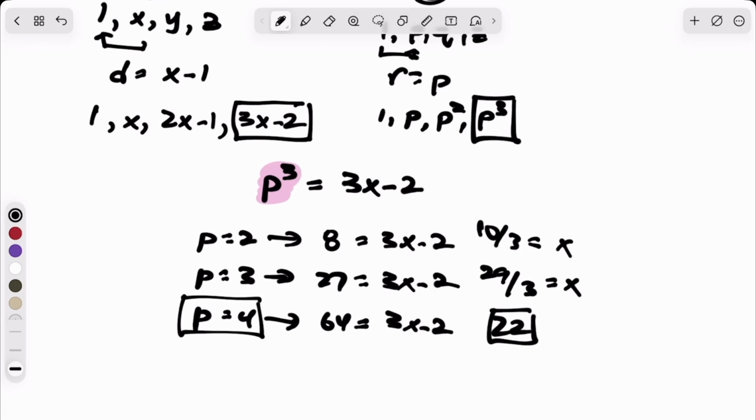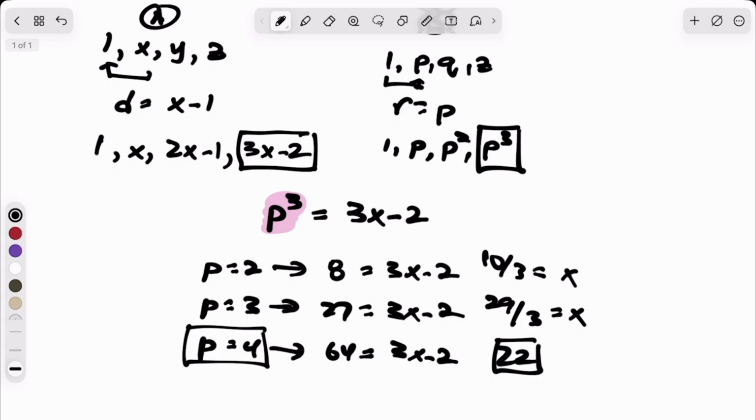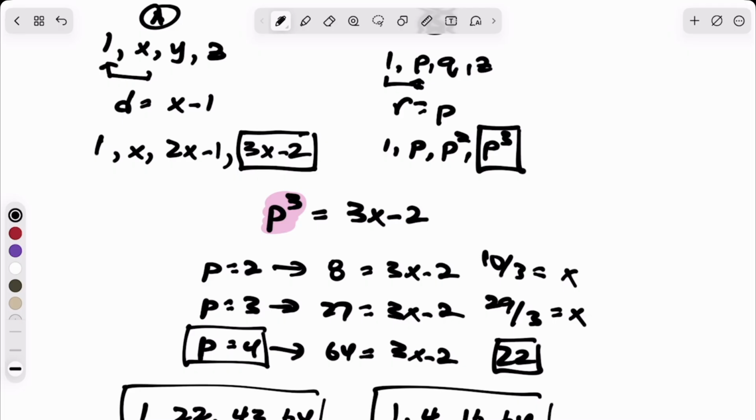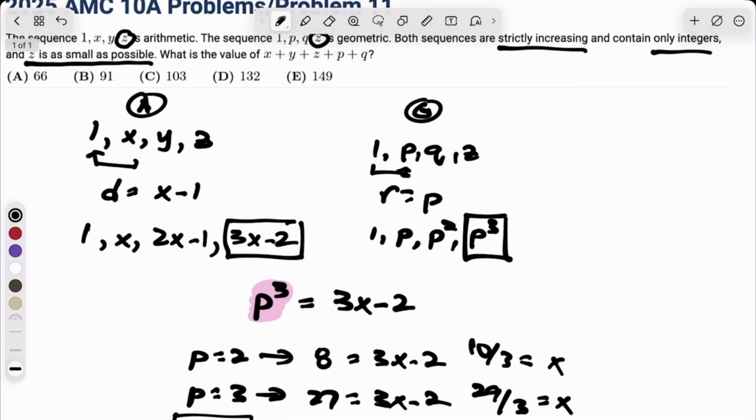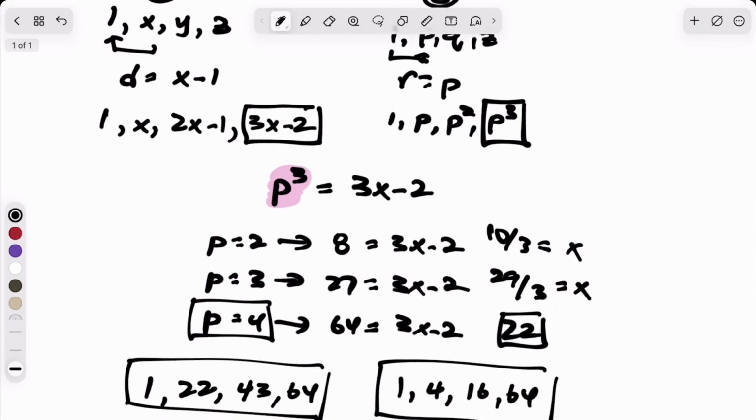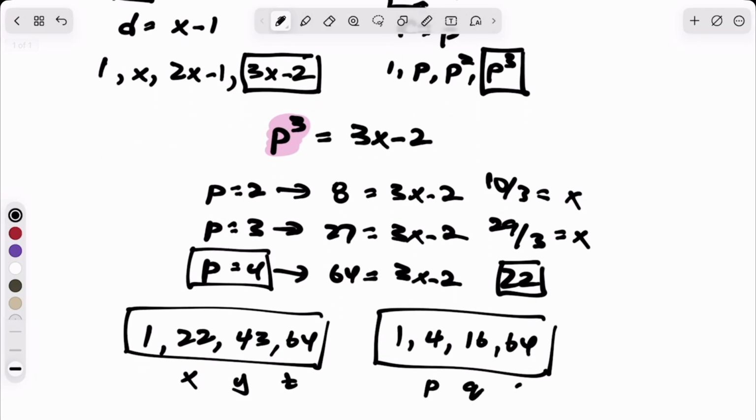So now if I rewrite my geometric sequence, I have 1, 22. That means the difference is 21, 43, and 64. And for the geometric series, I have 1, 4, 16, and 64. So of course this is x, y, and z. This is p, q, and z.